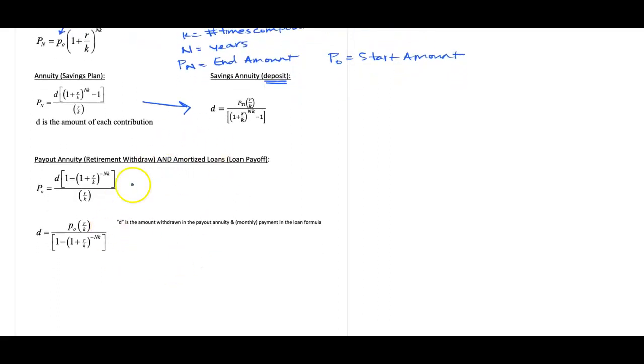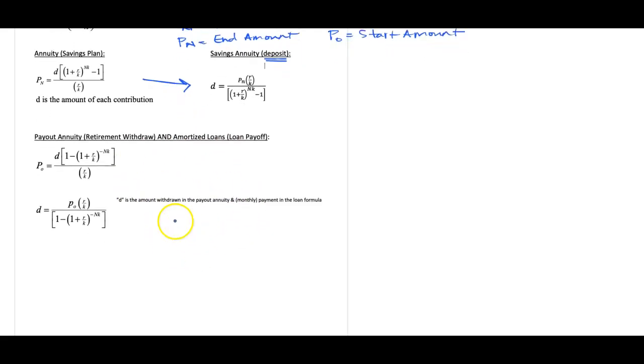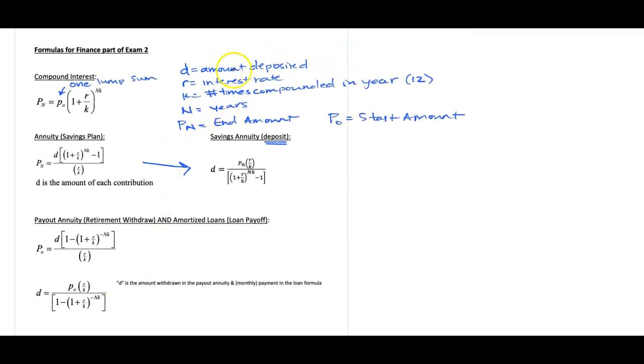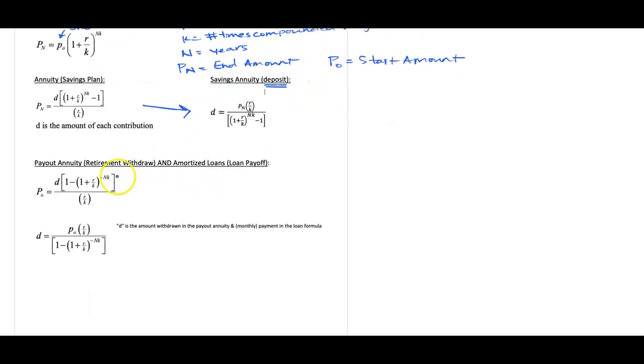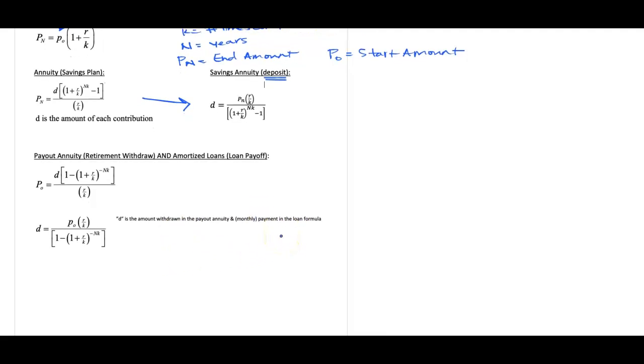Okay, but again, all of these formulas will be given to you, okay? You don't have to memorize any of these, okay? And so down here, instead of D being the amount deposited, when we're dealing with this one, it's the amount withdrawn, right, for your payout annuity, like for retirement, how much you can take out every month, or the monthly payment for a loan, like what your mortgage payment is, kind of a thing.